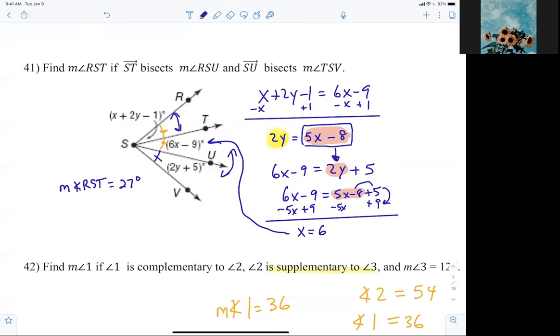That was really hard. Good algebra if you know that. Yes, Harrison, but I did it a different way. I just did x plus 2y minus 1 is equal to 2y plus 5. Oh, wow. Thank you, Harrison.